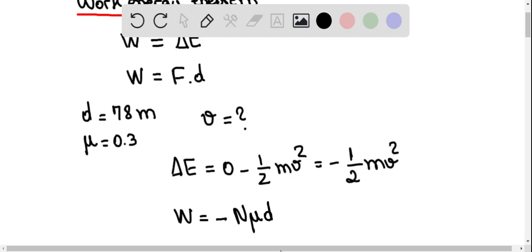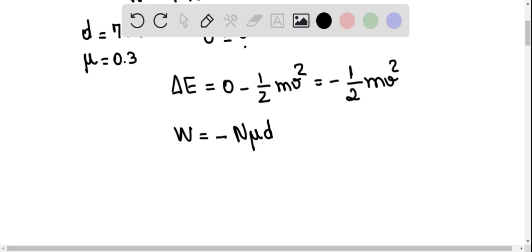Now notice that the minus is here because the friction force makes the system lose kinetic energy. So the work must be negative. The work causes the speed of the car, which is under the influence of the friction force, to decrease. So the work must be negative. It points in the opposite direction of the motion. So this is minus mg mu d, since the normal force must be mg.